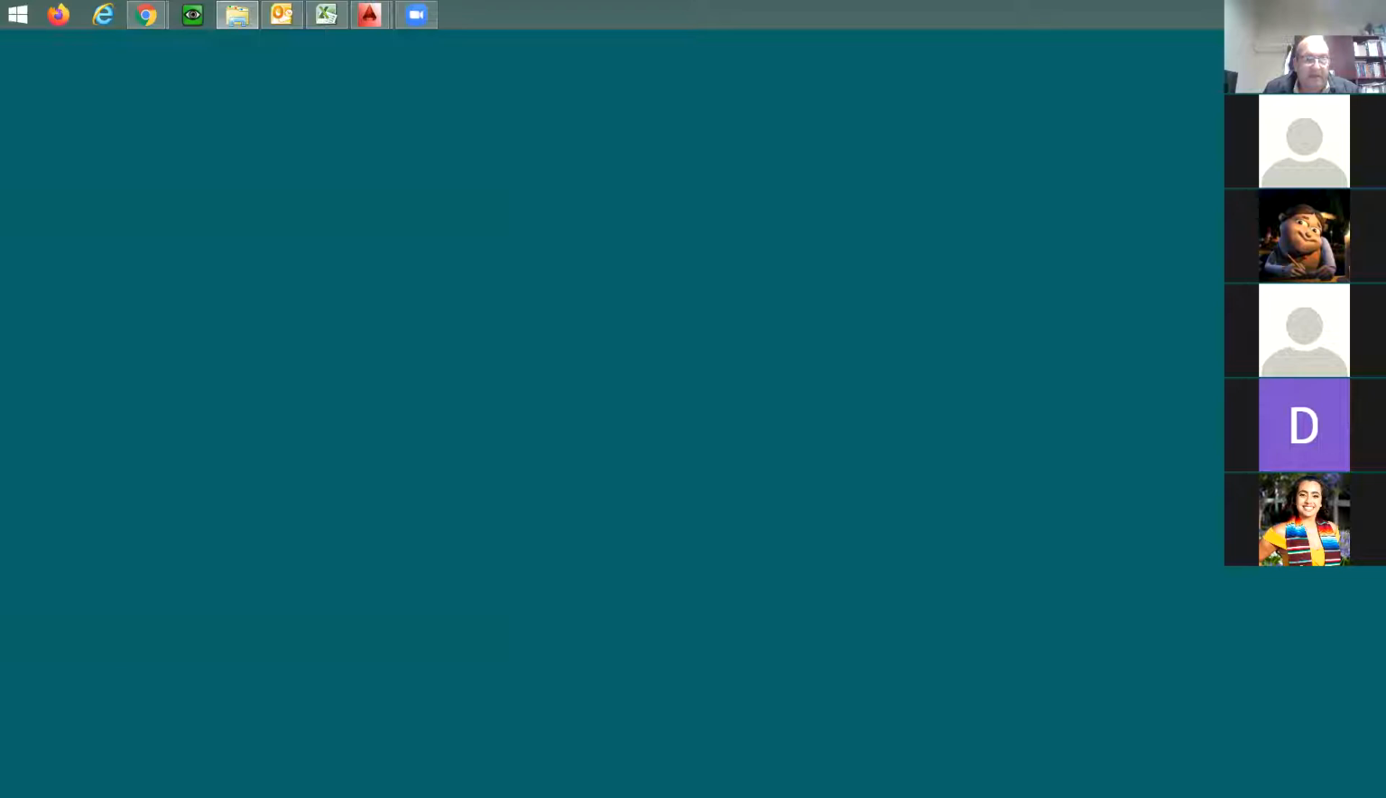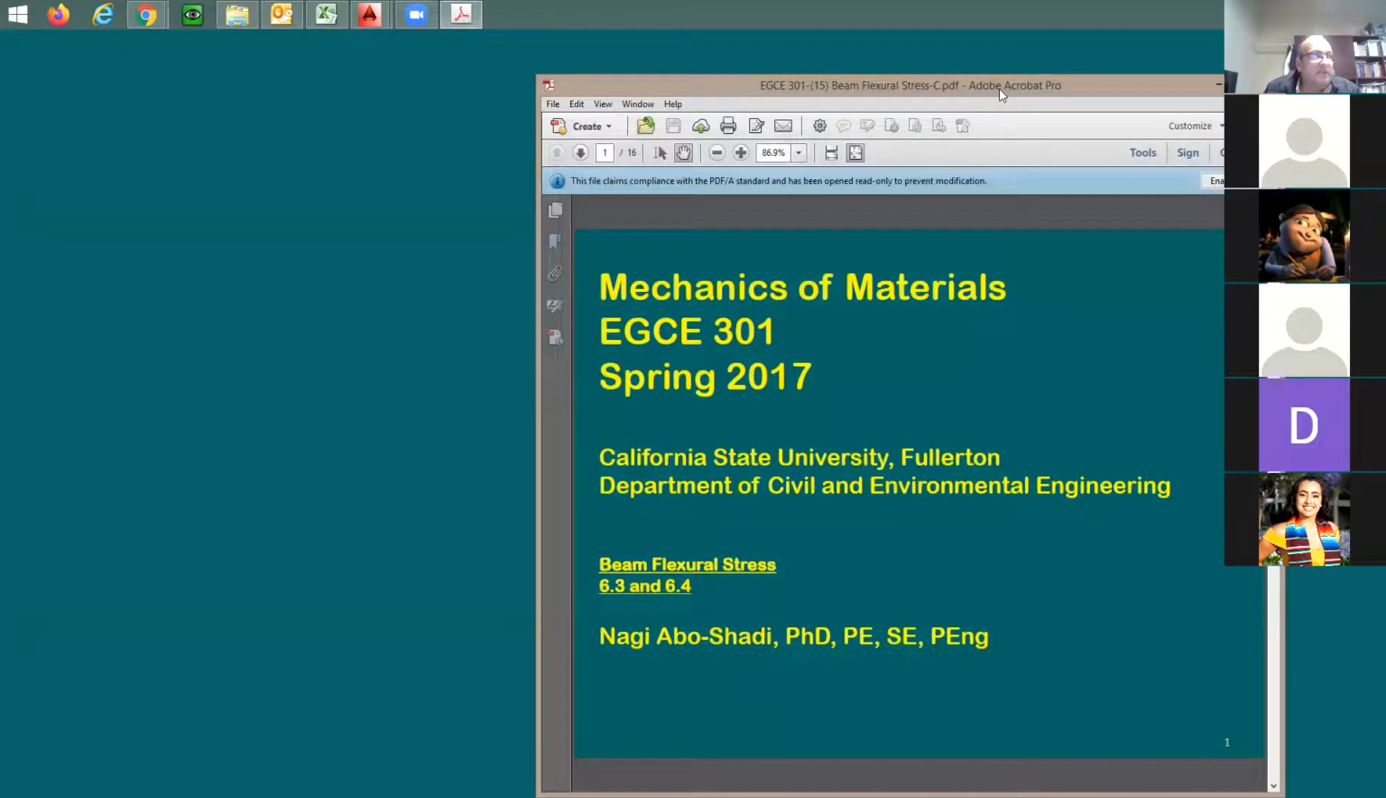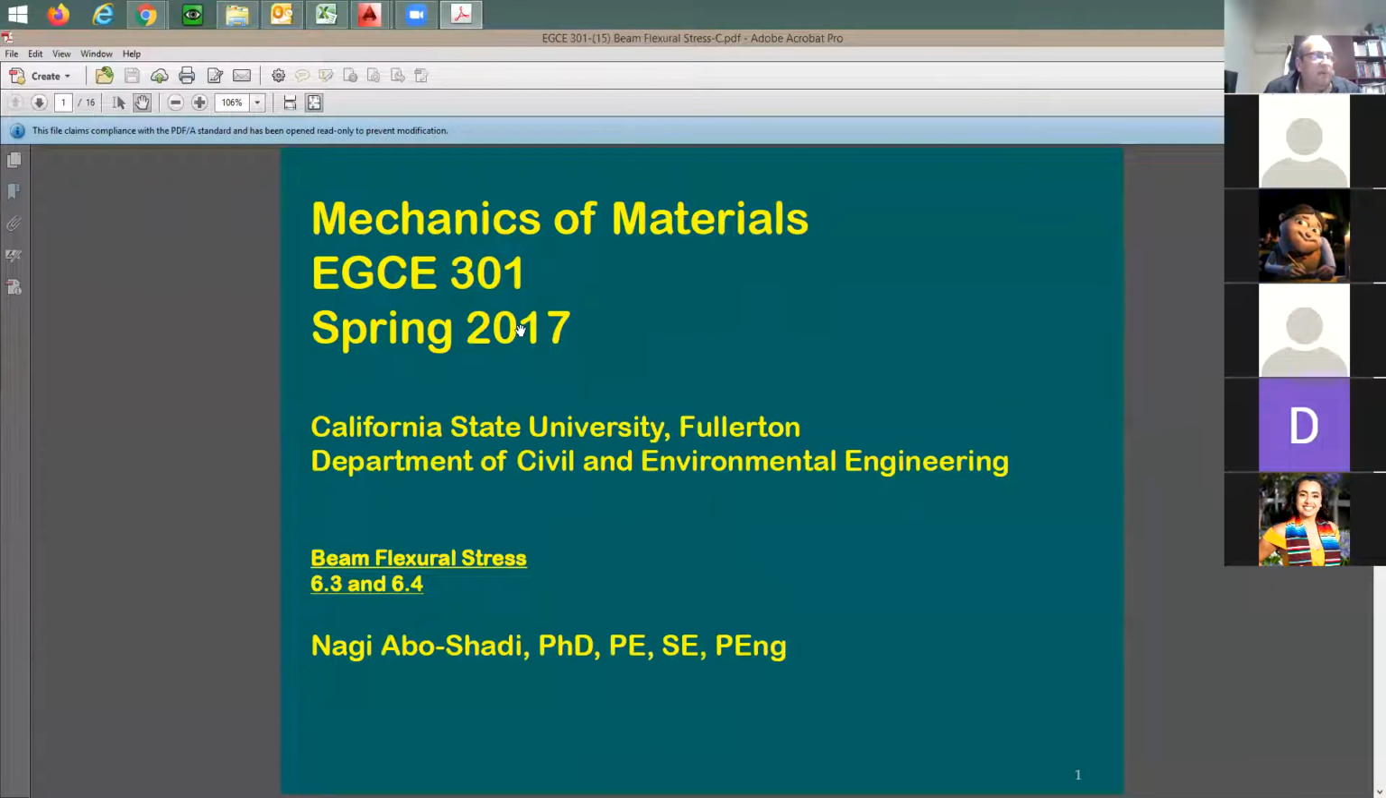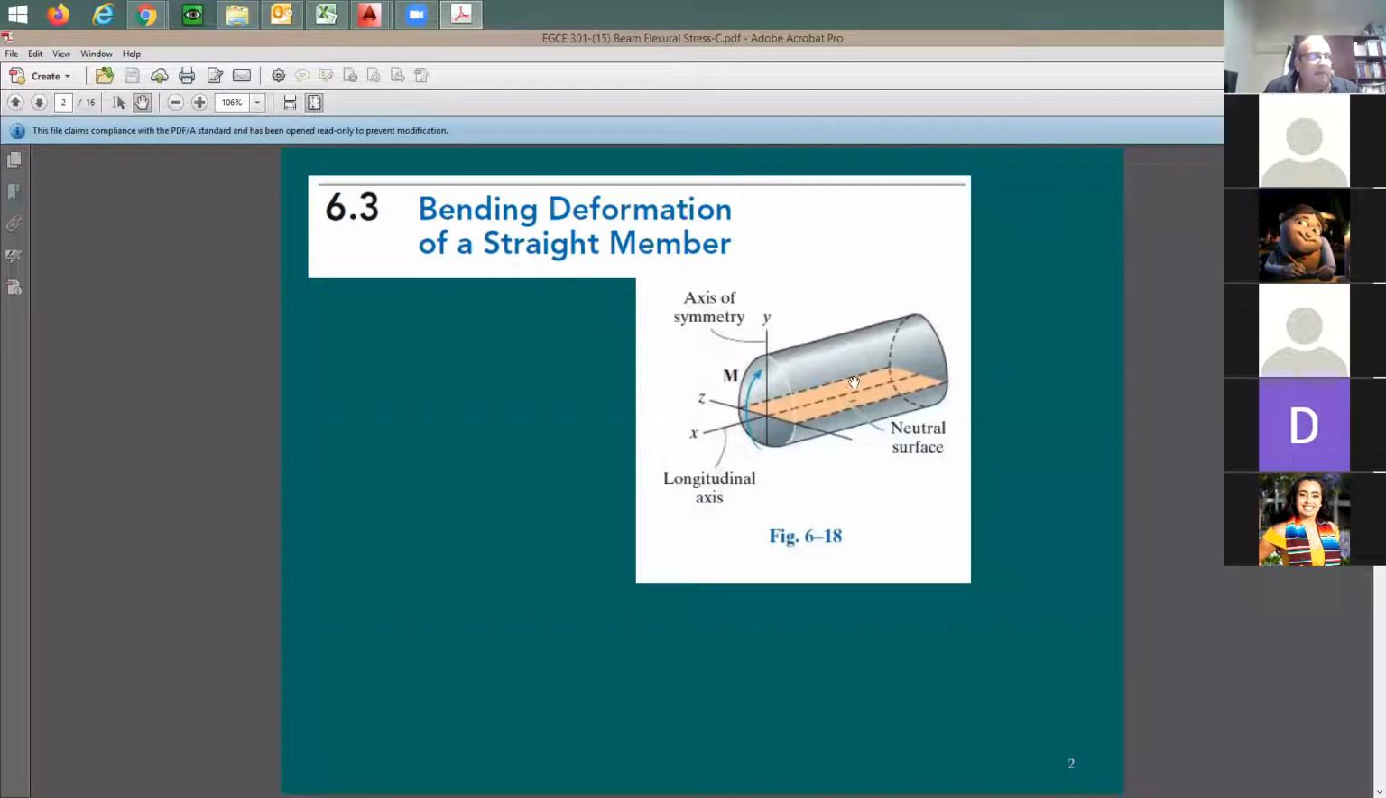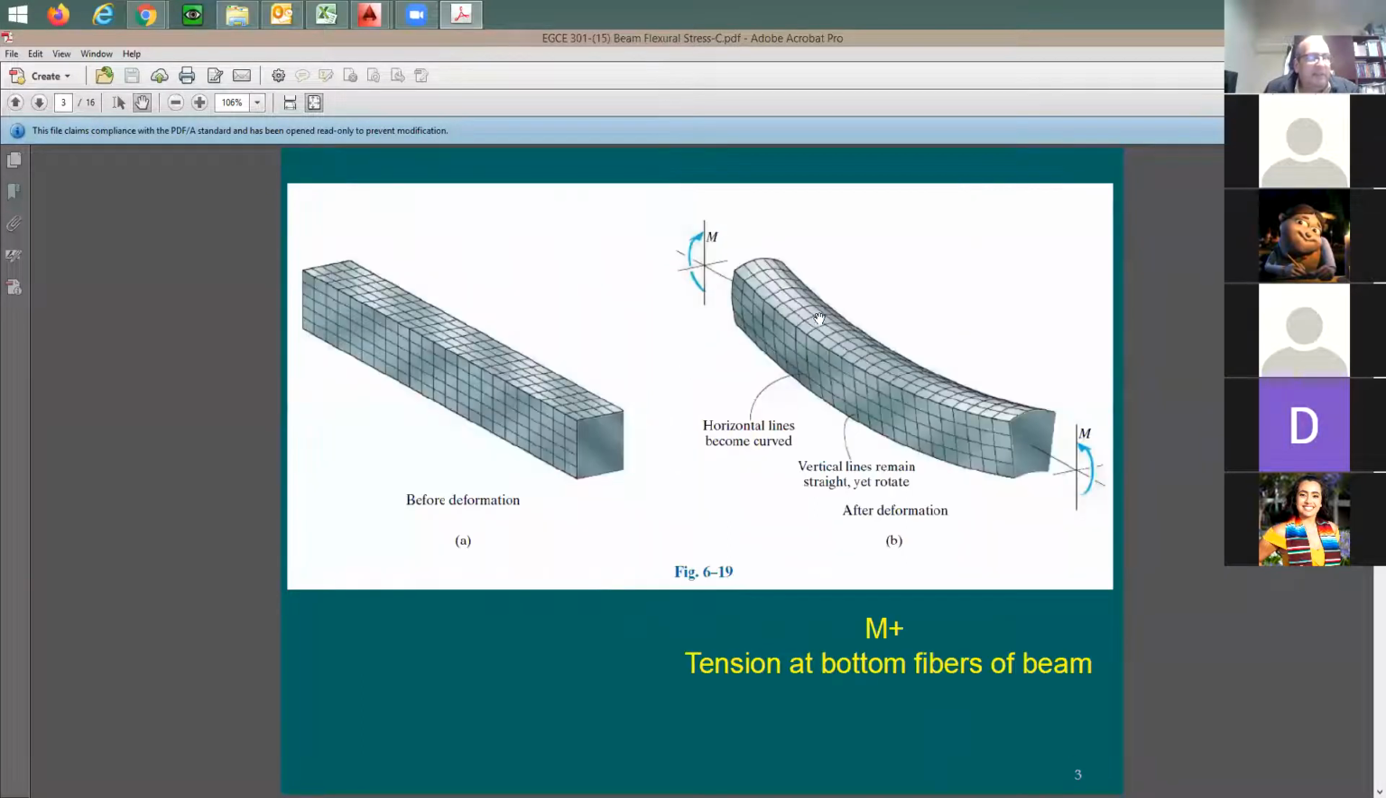I'm asking you to study the few slide sets that I put from an old course, the 301, that I'm sure you guys have taken already, right? About the bending, what does it mean by bending? When you have this bending or flexure, at the bottom you're going to have tension, and the top is going to be compression. This is going to be very important for you guys to understand and feel.